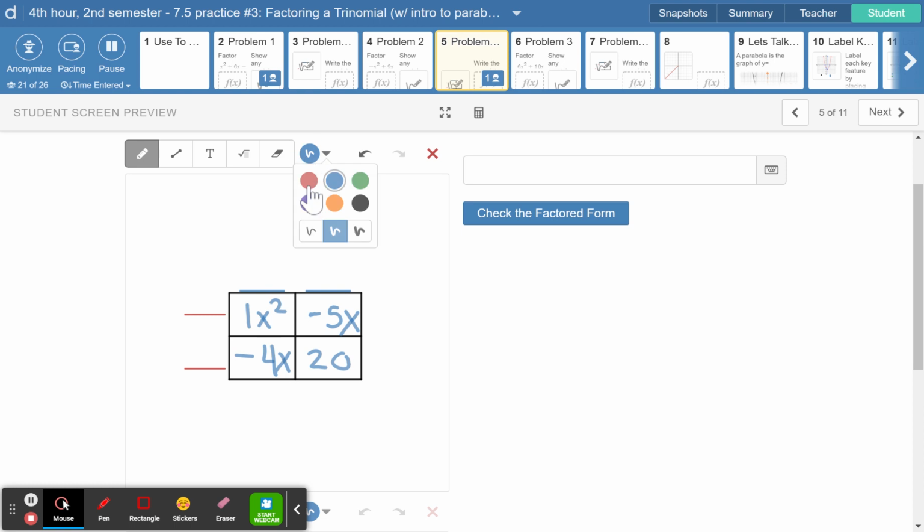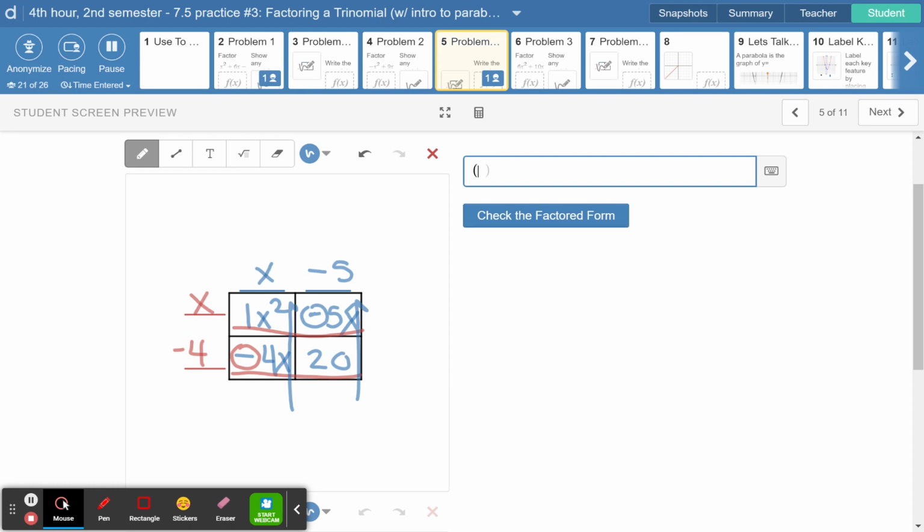And now you find the GCFs. GCF of 1x squared and negative 5x is just a 1x or an x. Negative 4x and 20, your calculator is going to tell you 4, but the first term, our leading term, is negative, so we have to divide out a negative. GCF of x squared and negative 4x is x. GCF of negative 5x and 20 is going to be negative 5.